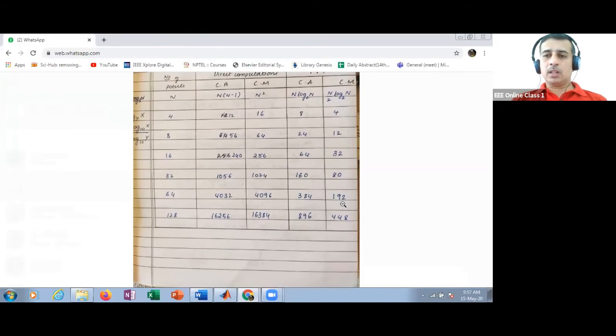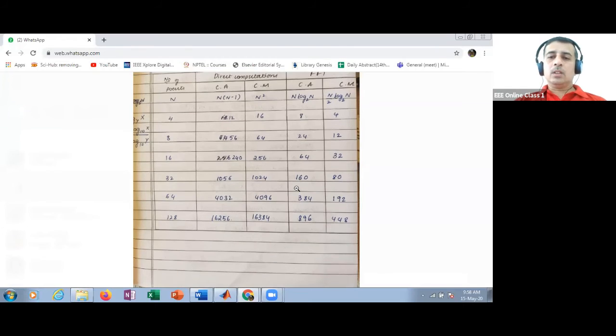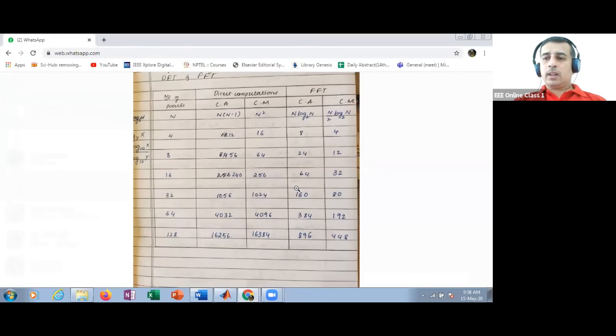The number of multiplications in the FFT is 192, but in the direct computation it is 4096. It is almost 20 times more. So we can see that the number of computations can be reduced using the FFT. What we are trying to do in this particular program is solve the problem using the FFT.